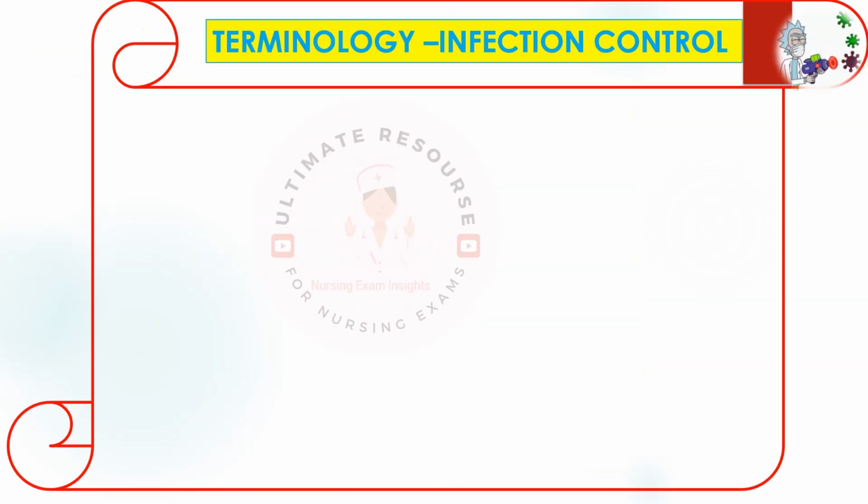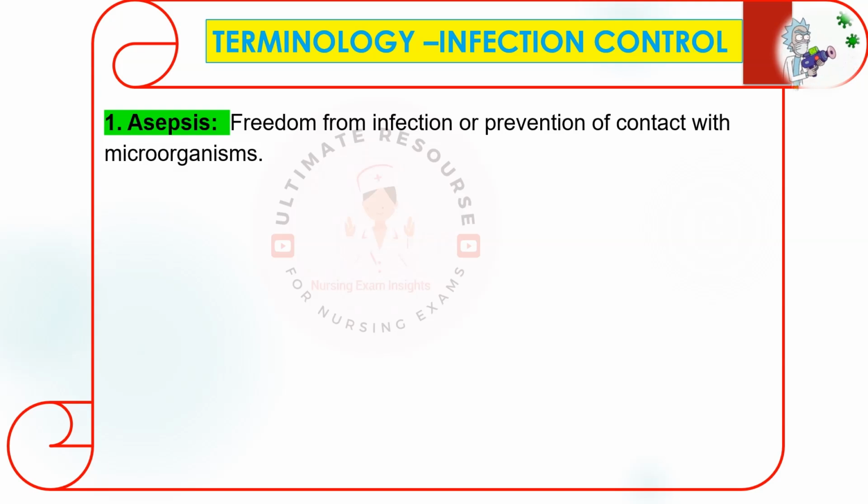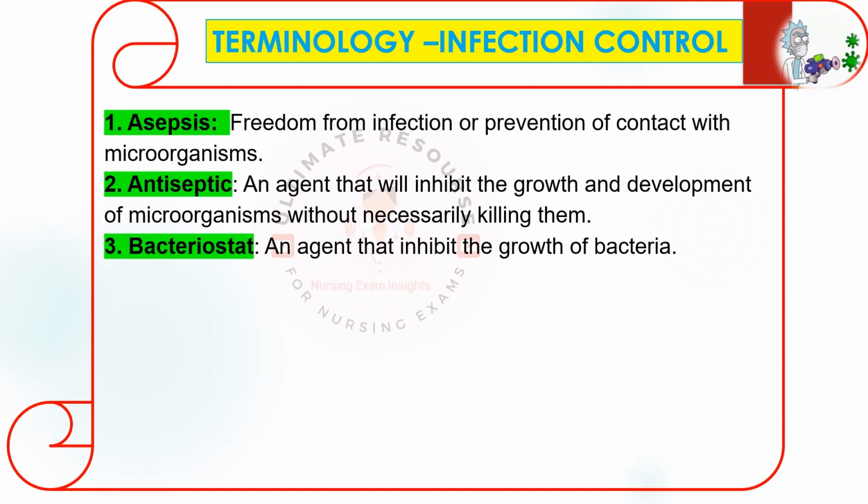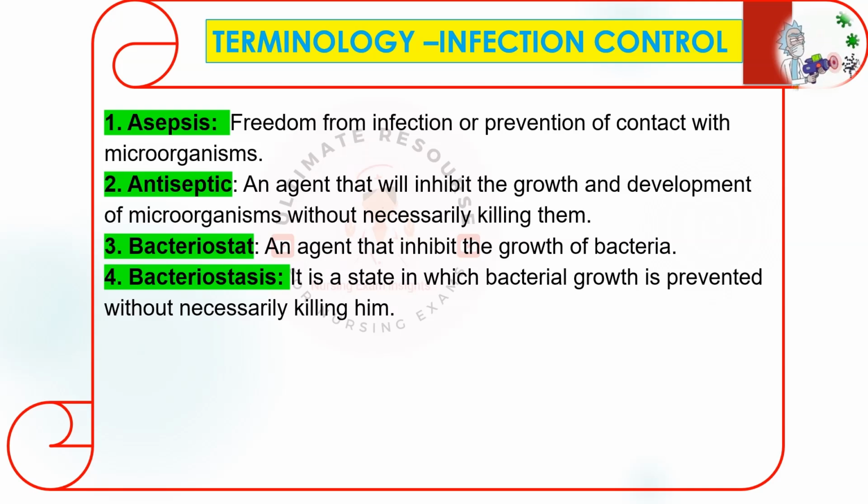Now, let's see some important terminologies related to infection control. Asepsis, freedom from infection or prevention of contact with microorganisms. Antiseptic, an agent that will inhibit the growth and development of microorganisms without necessarily killing them. Bacteriostat, an agent that inhibits the growth of bacteria. Bacteriostasis, it is a state in which bacterial growth is prevented without necessarily killing them.